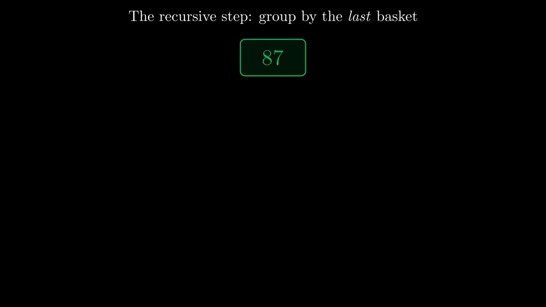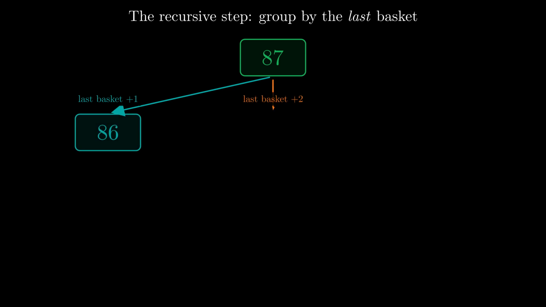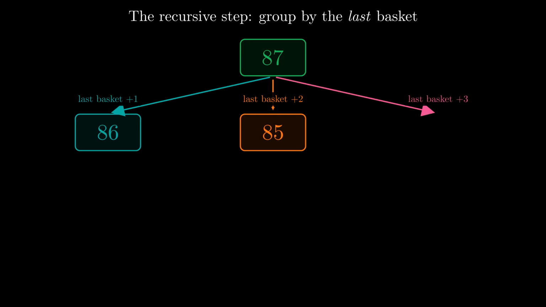Take a realistic team score, say 87. We are past all 3 base cases, so think recursively. Every route to 87 ends with some basket, and there are only 3 kinds. If the last basket was a 1-pointer, everything before it made 86. If it was a 2-pointer, everything before it made 85. If it was a 3-pointer, 84.